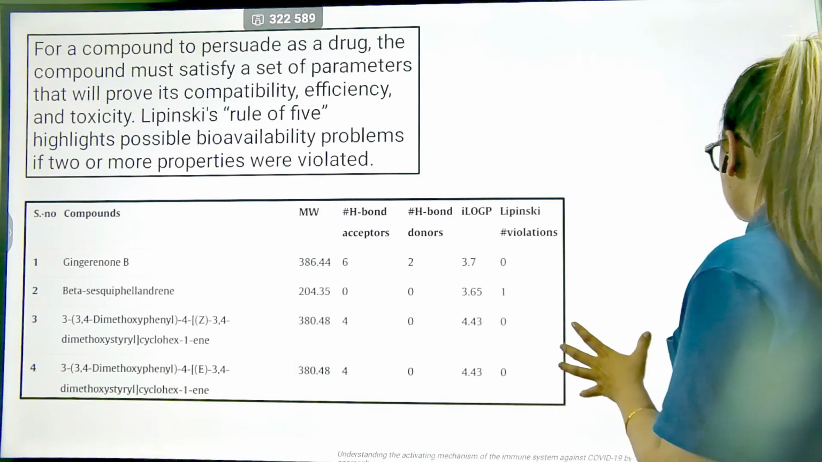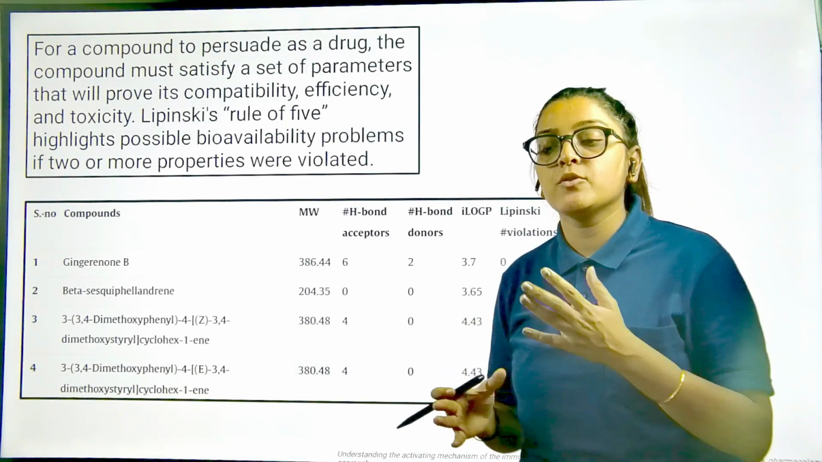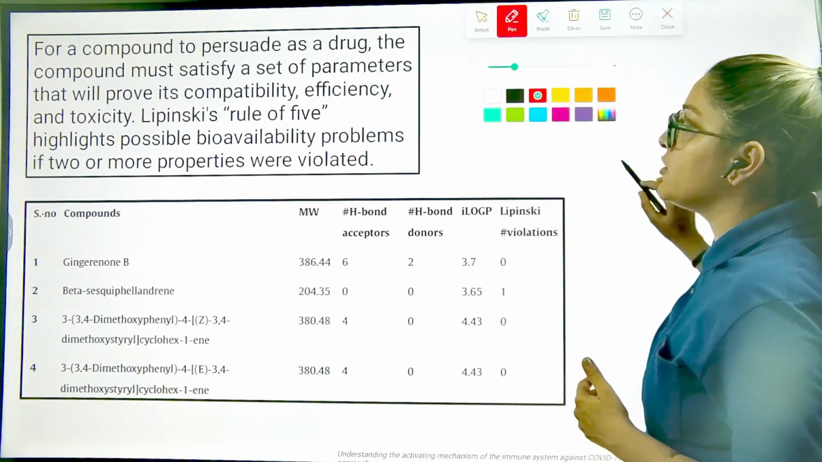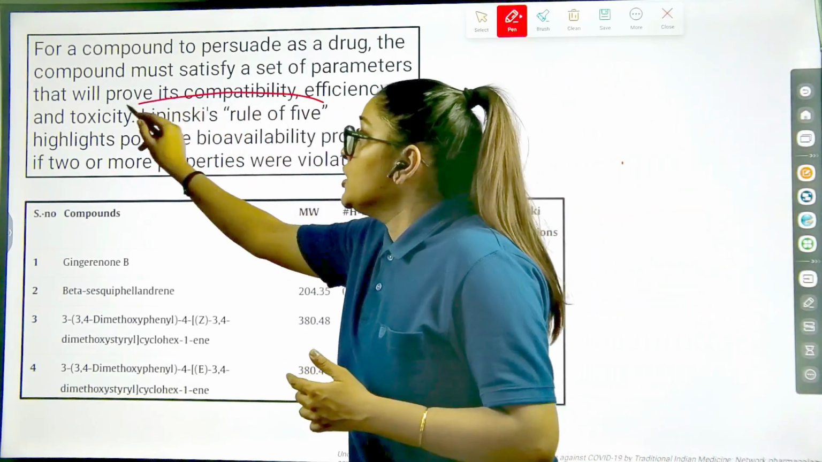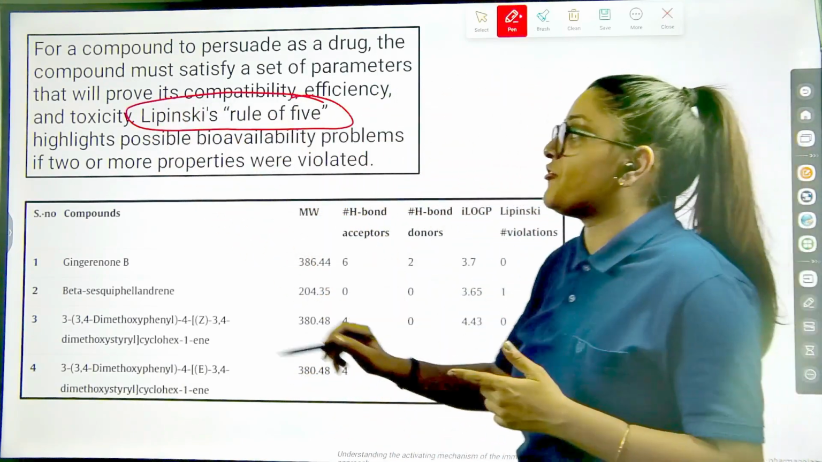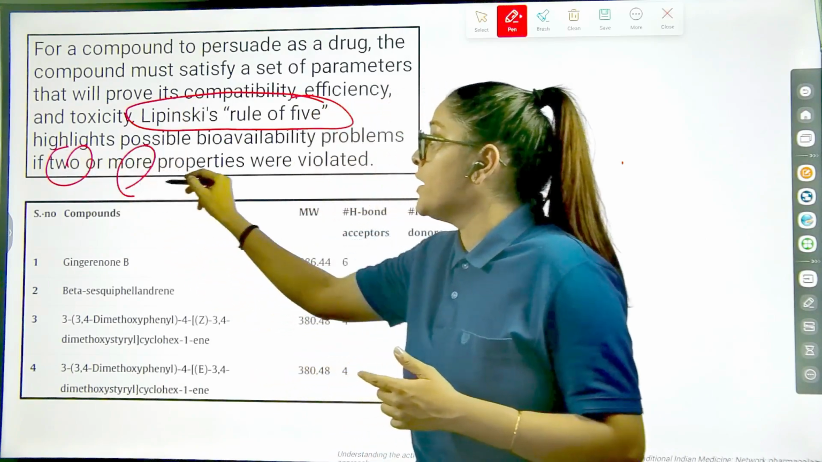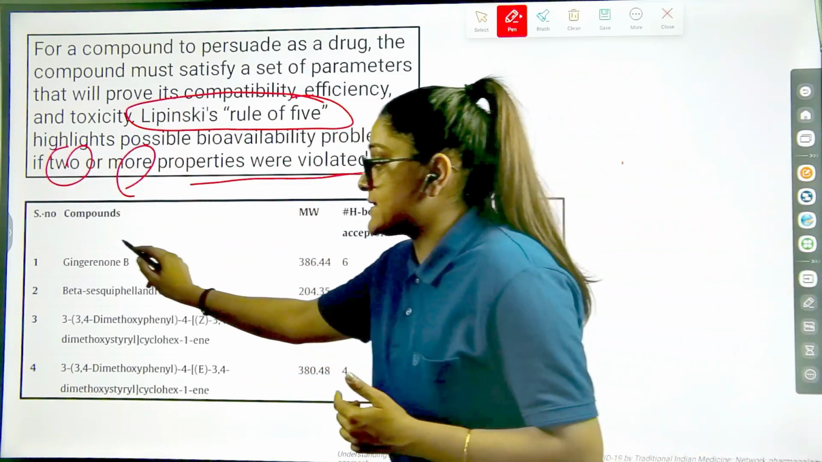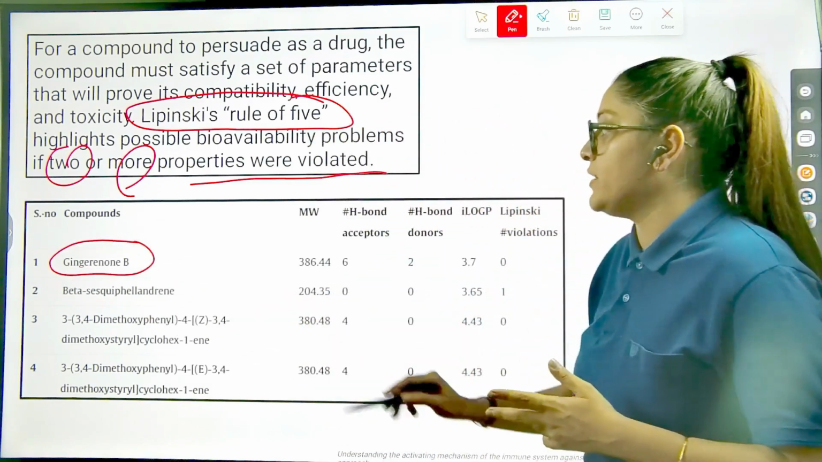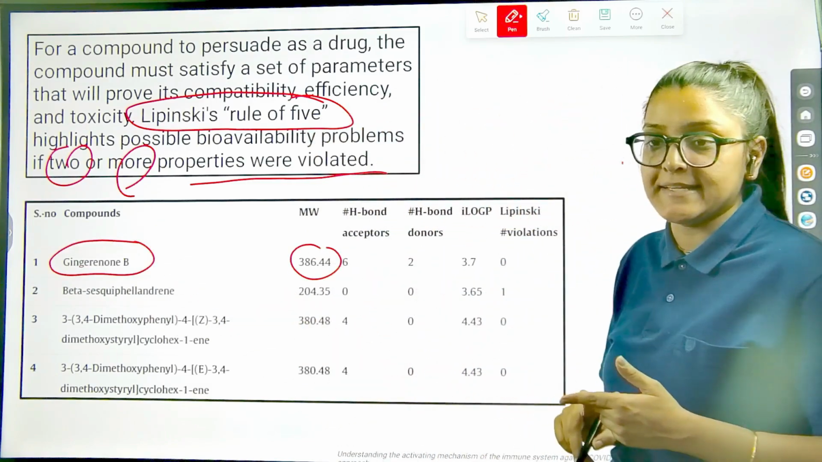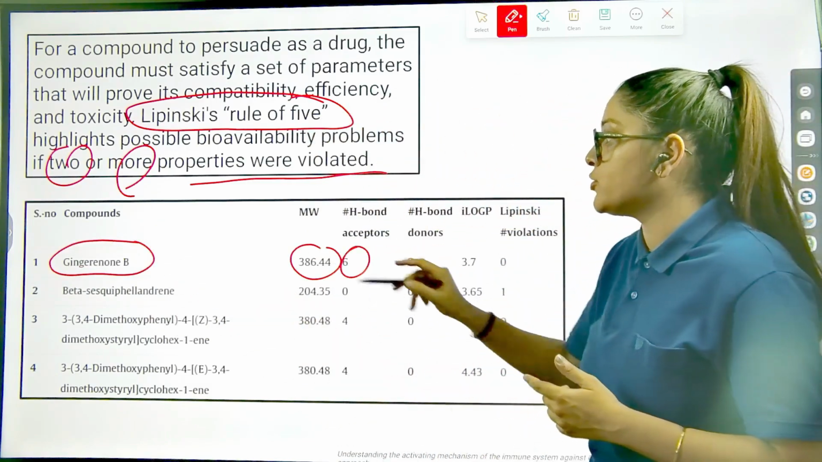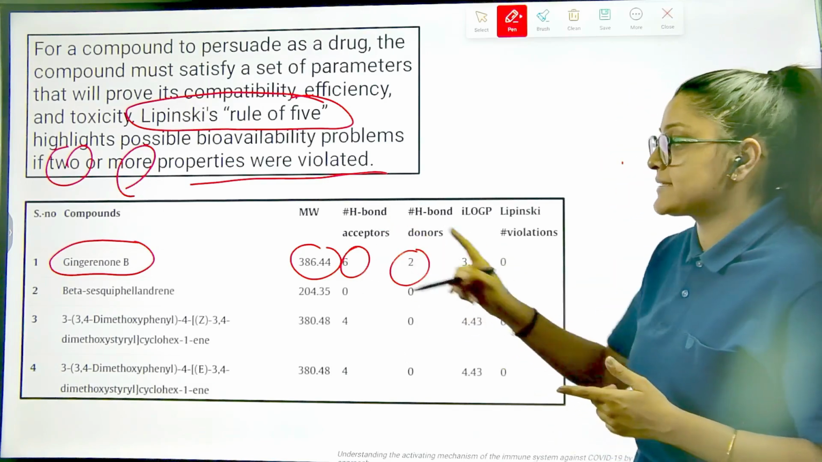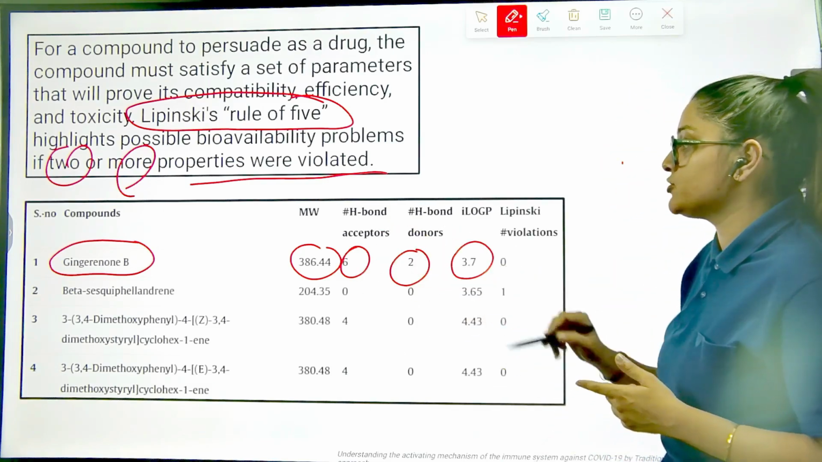So this is a table that I have taken from a paper. You can see with the values that are given whether the rule is violated or not, right? To satisfy this Lipinski rule of 5, we have to see if two or more properties are violated or not. So the first example is of gingerone B. We have molecular weight of 386. We have hydrogen bond donor 2, acceptor 6, log P value 3.5.